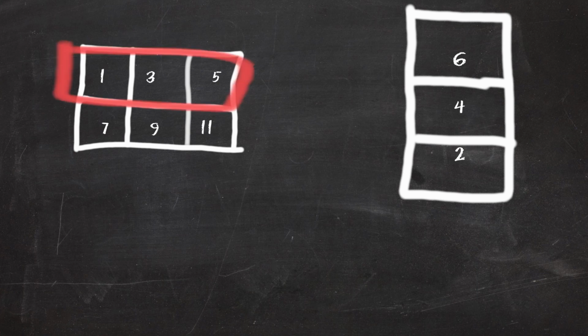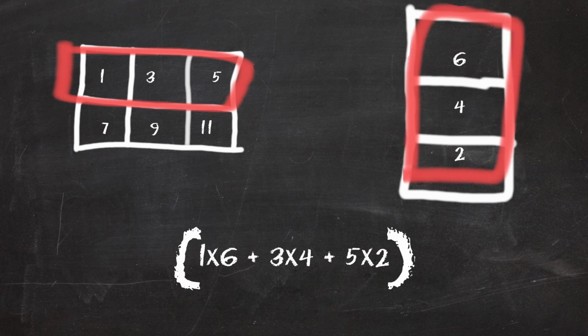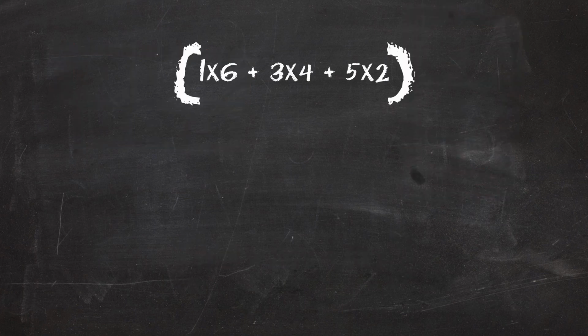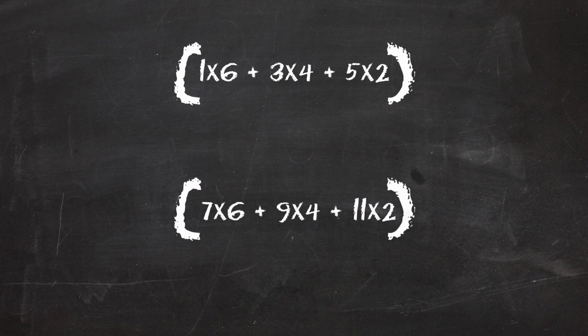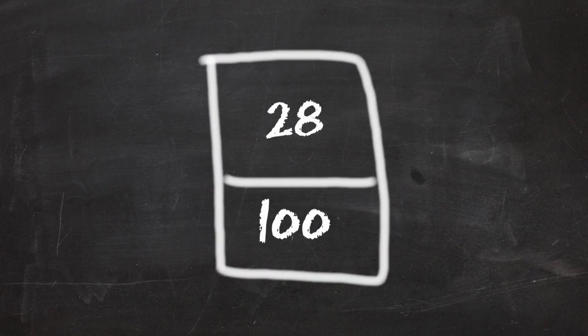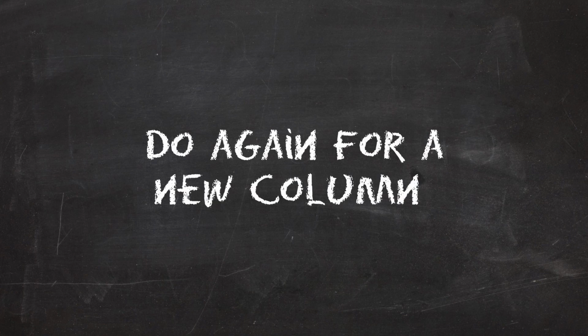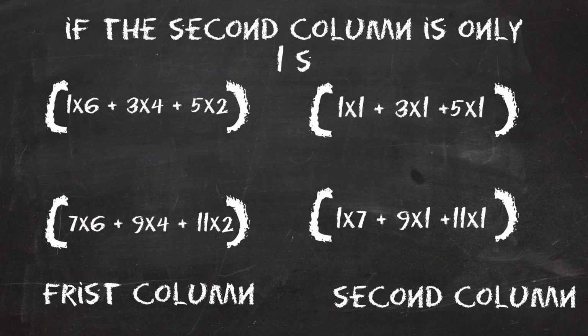Now, matrix AB takes all elements in the first row of A and multiplies them by all elements in the first column of B. So add all the products, so 1 times 6 plus 3 times 4 plus 5 times 2, then the next row of 7 times 6, 9 times 4, 11 by 2. And then we get matrix AB. If B has more columns, then we repeat by adding the sums in the new columns, like this.